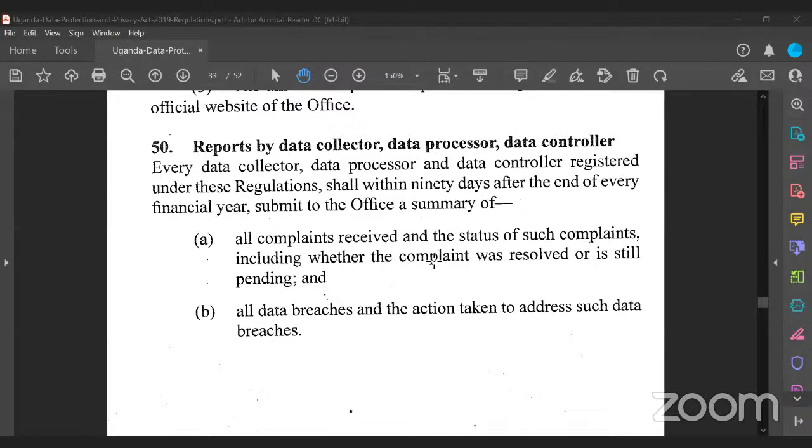Now, this financial year is that of government. This is guided by the NITA-U Act, which says the government financial year ends in June. So when they talk about submitting your annual compliance report within 90 days, those 90 days of any given year are within July to September. It is not March, the calendar financial year, or what other entities use, but that is within that period as stated.